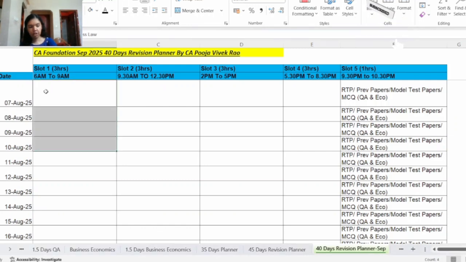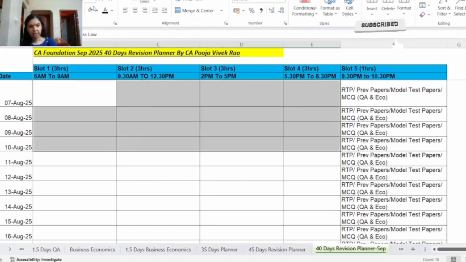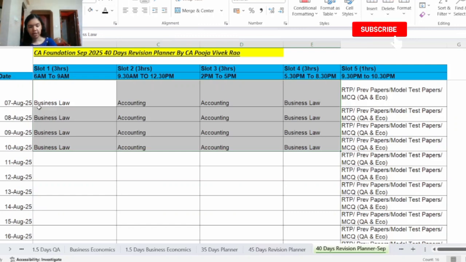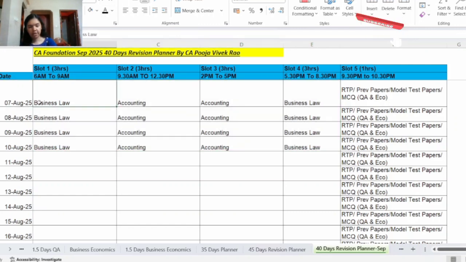So from 7th August to 10th August, that is the first 4 days. Here you will revise business law and accounting. In slot 1 and 4, you will revise business law. And in slot 2 and 3, you will revise accounting. So here we have accounting is a practical subject and business law is a theory subject. So we have tried to group one theory and one practical subject here.